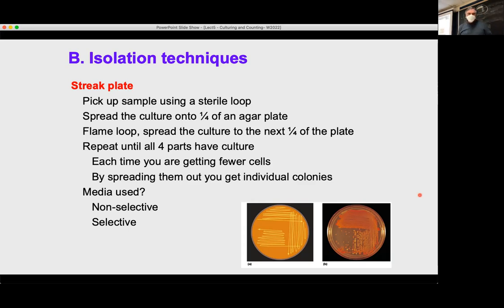Okay, so what do I say here? Pick up a sample using a sterile loop, spread the culture onto a quarter of the plate, flame the loop. This is all a technique. You only get to learn to do it by doing it. Saying how it's done is one thing, but actually doing it is the only way you'll really figure it out, because the agar is kind of soft. It's not like butter, but it has a softness to it. So running the loop over it, you can make a real mess if you push too hard. So you want to be kind of gentle and just spread it across.